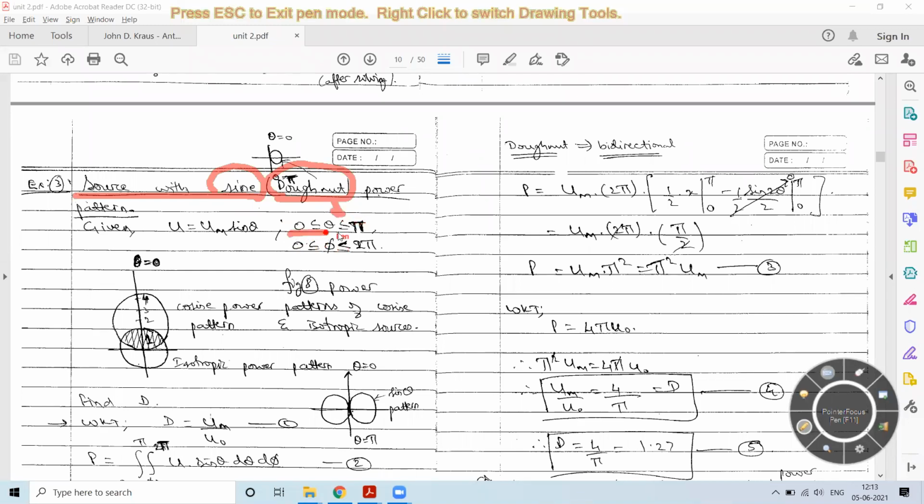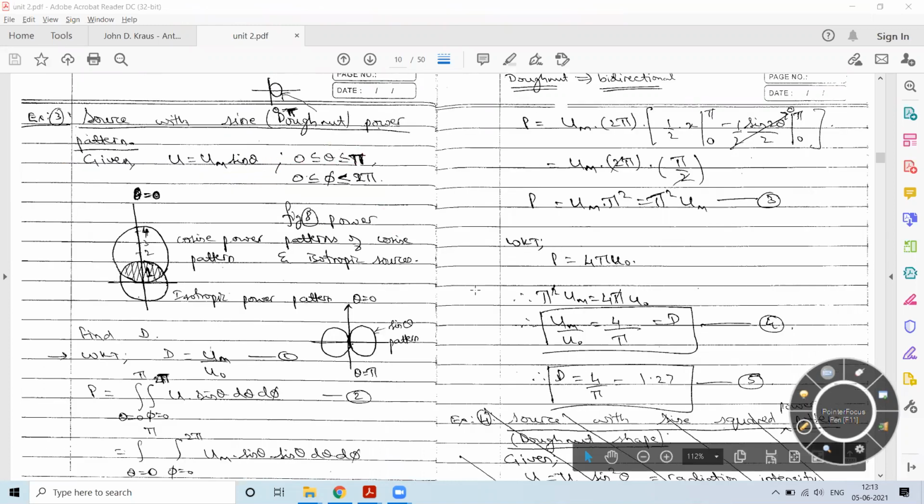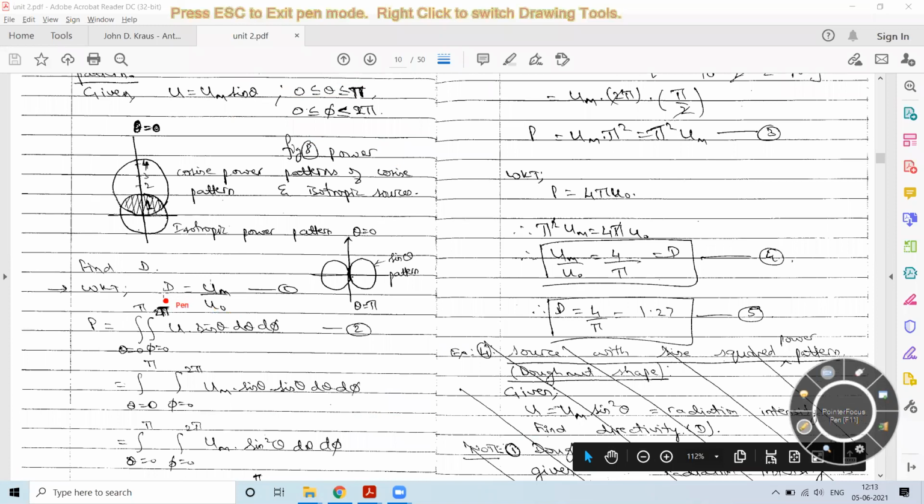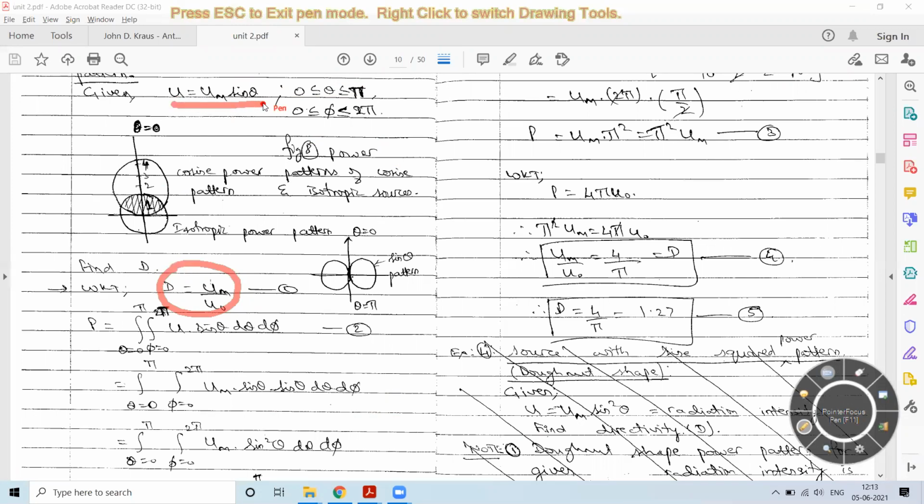It is identified by theta equal to 0 to 180 degrees. Since it is a sine pattern, it is identified by sine theta, and phi is still in the range of 0 to 2 pi. Now again, in order to identify the directivity, we make use of D equal to U by U naught.